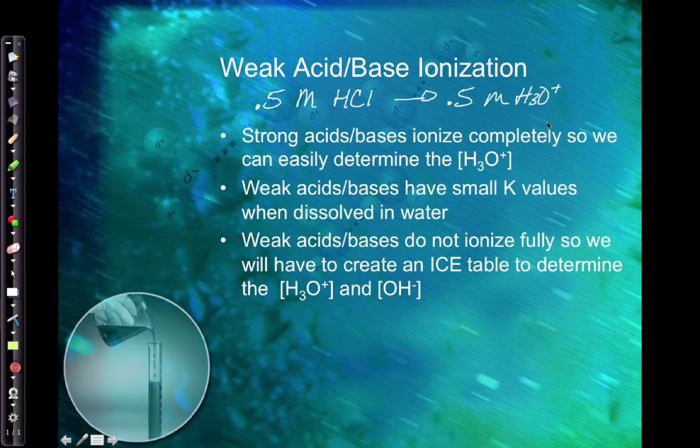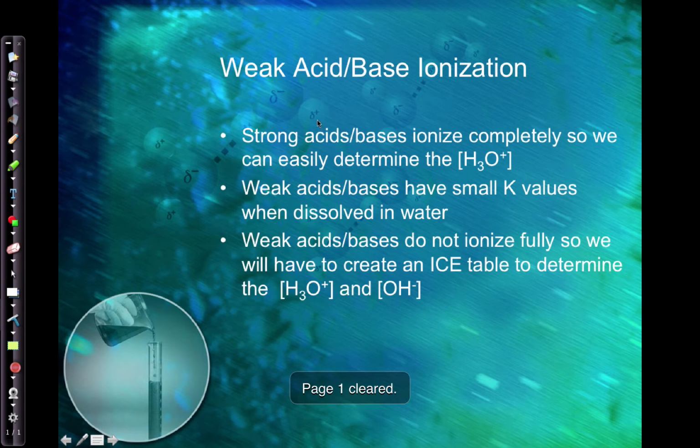So if I want to calculate the pH, well, I have the concentration of the hydronium. But if it's a weak acid or weak base, I don't necessarily know how much hydronium or hydroxide I'm going to have in the solution unless I look at an ICE table and the Ka value. So when you have a weak acid or weak base, and you want to know the concentration of hydronium or hydroxide, you're going to have to do an ICE table.